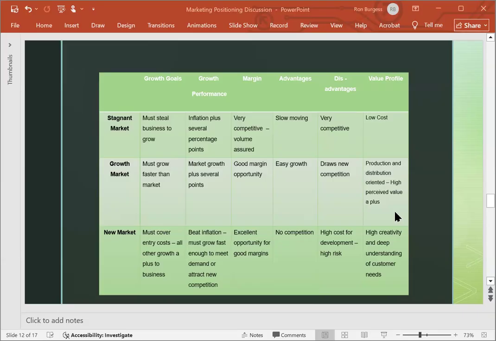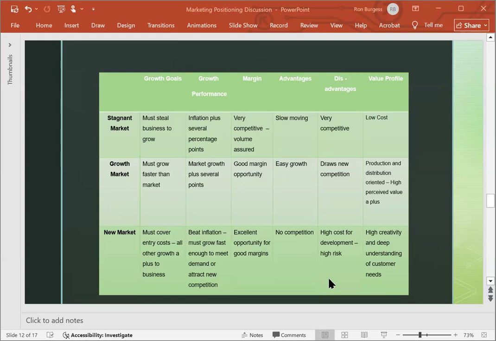When you come up with a new product, and I've done this several times on specific products, not markets, while you have the product that is hot, you are in a growth market, but it brings in more people, and therefore you have more competition, and you've got to be prepared to do that.